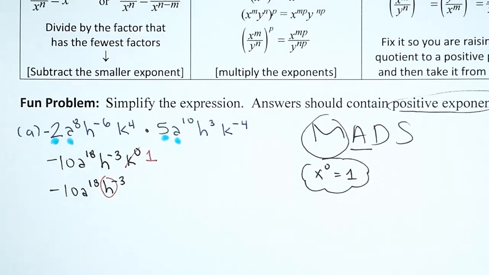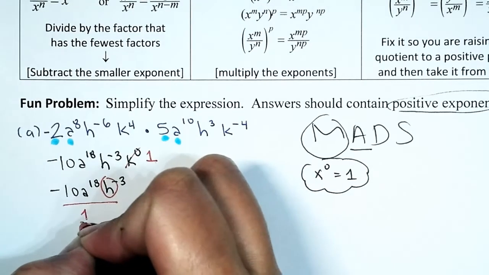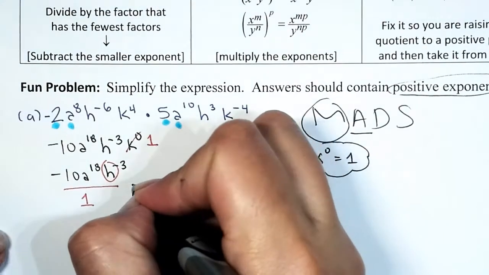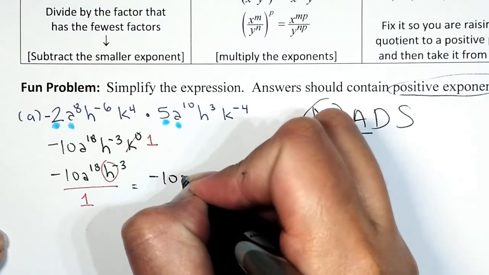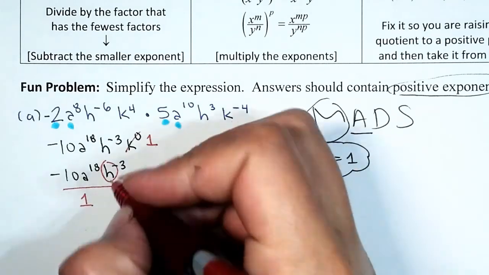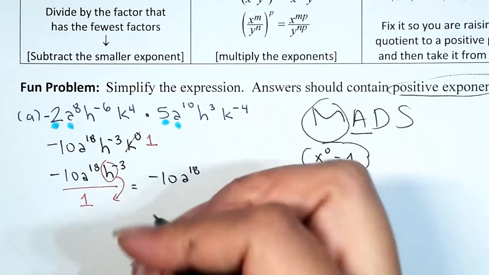Okay, so coming to our problem, let's move this h to the other side of the fraction bar that we're about to make up. The 10 and the a stay put, so the negative 10 and then the a. The h is what we have an issue with. To make the exponent positive, we're going to move the factor to the other side of the fraction bar.